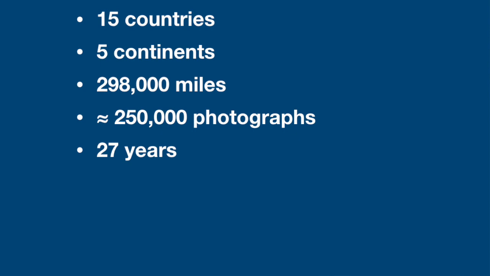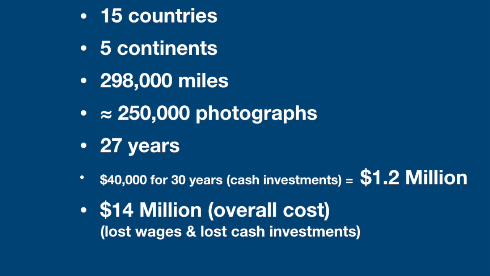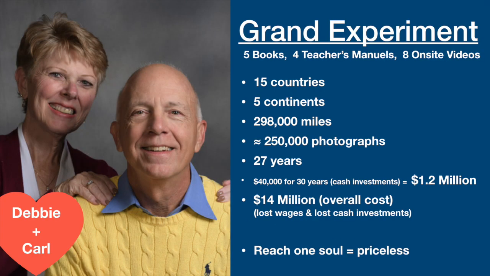Okay, well here's the catch. You've got to fund it yourself. 40 grand a year you're going to invest for 30 years. And I called a financial planner and asked him, how much would that be? And he said, that'd be $2 million. But it was $14 million overall cost, with lost wages and lost cash investments. And how do I know that? Because that's what the Werners did.